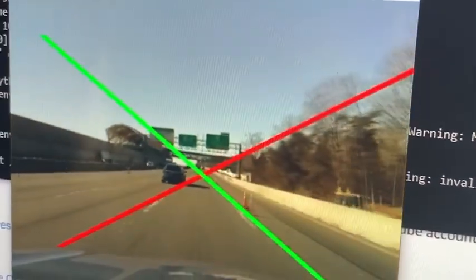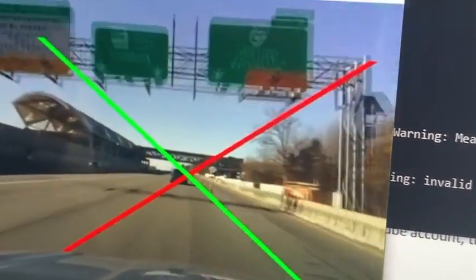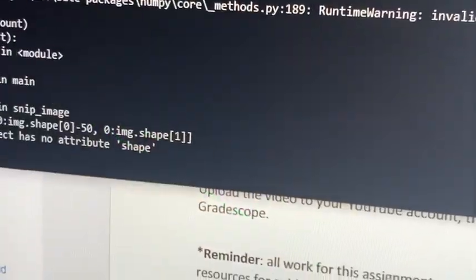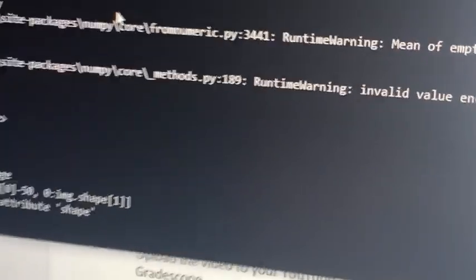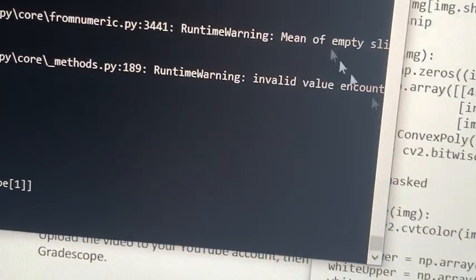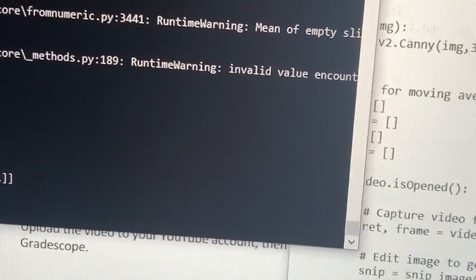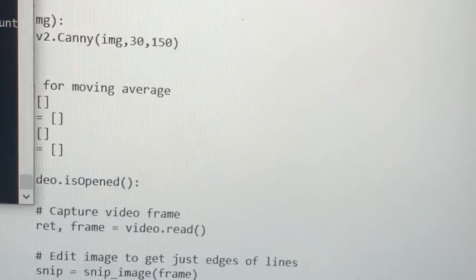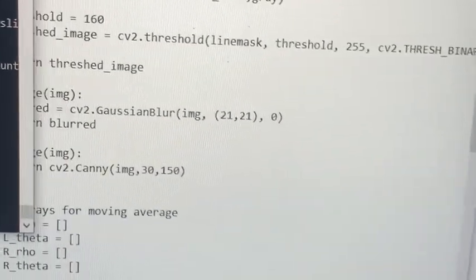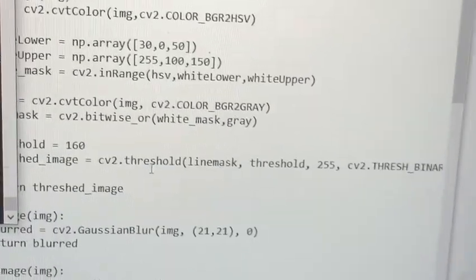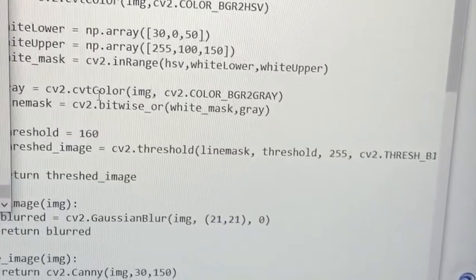So some things that could possibly be updated within the software would be just a better control of the moving average, and also maybe trying to do more fine tuning for the detection, such as using the grayscale and HSV.